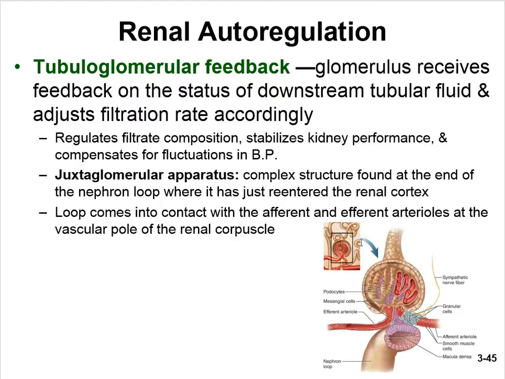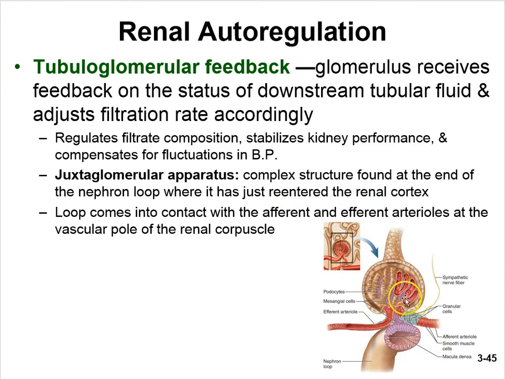The tubuloglomerular feedback is when the glomerulus receives feedback on the status of downstream tubular fluid and adjusts filtration rate accordingly. It regulates the filtrate composition, stabilizes kidney performance, and compensates for fluctuations in blood pressure. And it has to do with this area right in here called the juxtaglomerular apparatus.